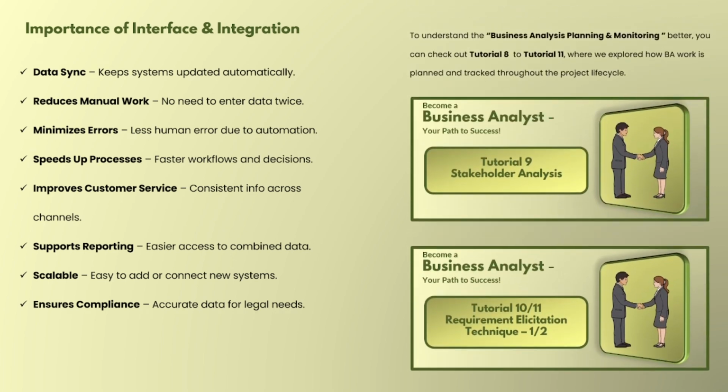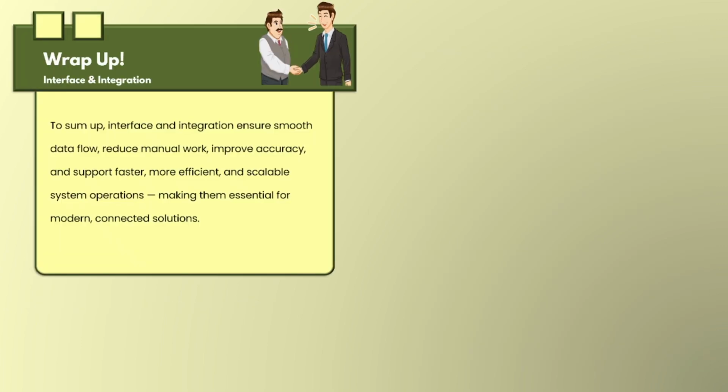So there is a lot of importance. We will read it out fast: data sync, it reduces manual work, it minimizes errors, speeds up processes, improves customer service, supports reporting, scalability, and finally ensures compliance. So with this, I can say that it's enough for interface and integration. And let's sum up. Interface and integration ensure smooth data flow, reduce manual work, improve accuracy, and support faster, more efficient, and scalable system operations, making them essential for modern connected solutions.